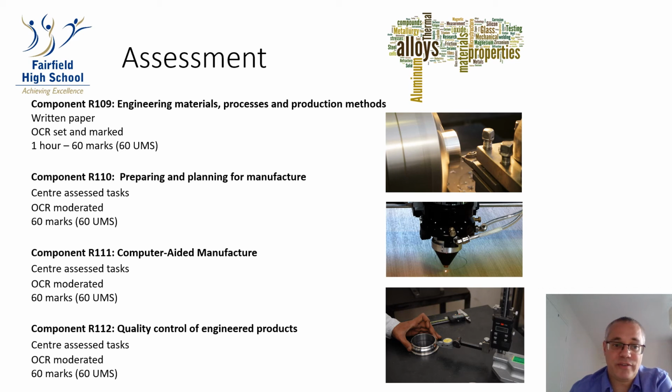For these units, the internal ones, each are equally weighted, so they're all marked out of 60, where 36 marks will equal a level 2 pass, which is the minimum that we require. To get a merit in those units, you will need a 42. To get a distinction, you need a 48. And to get a distinction star, you need a 54 out of 60.